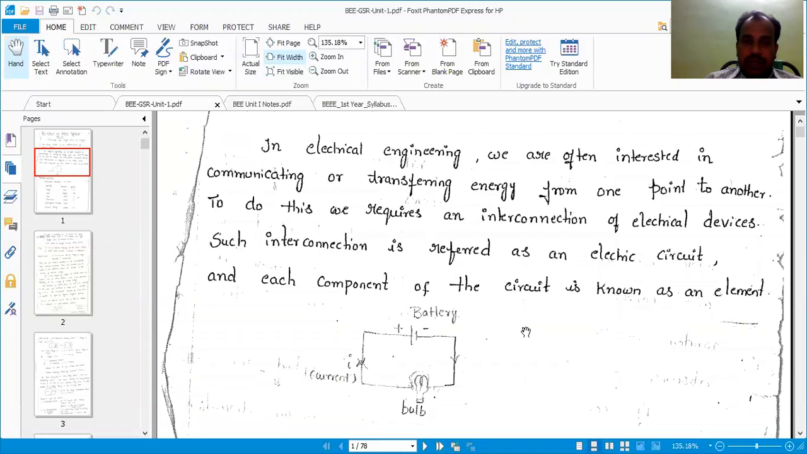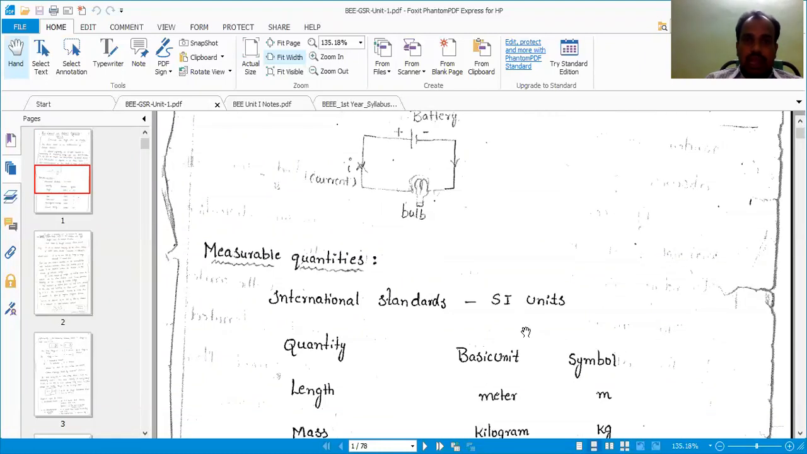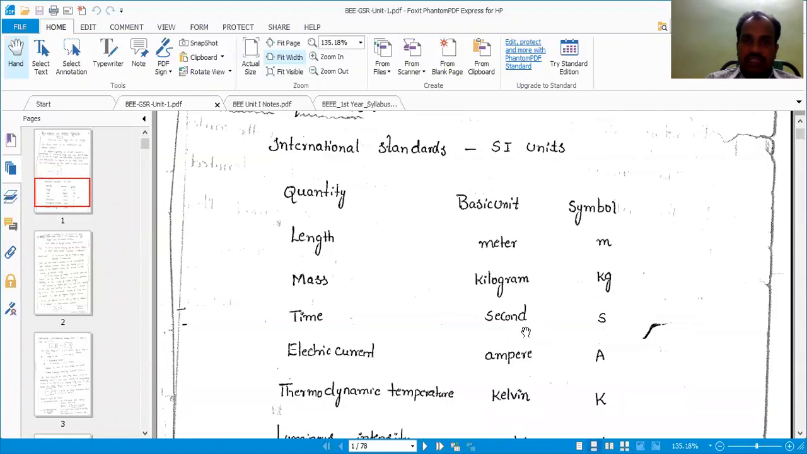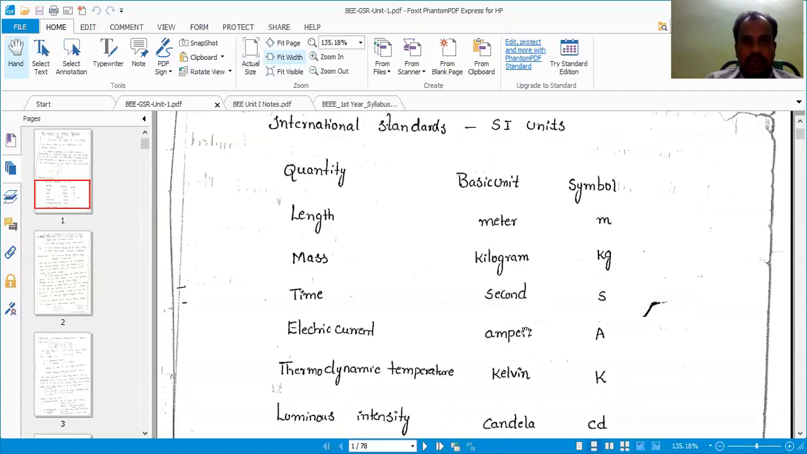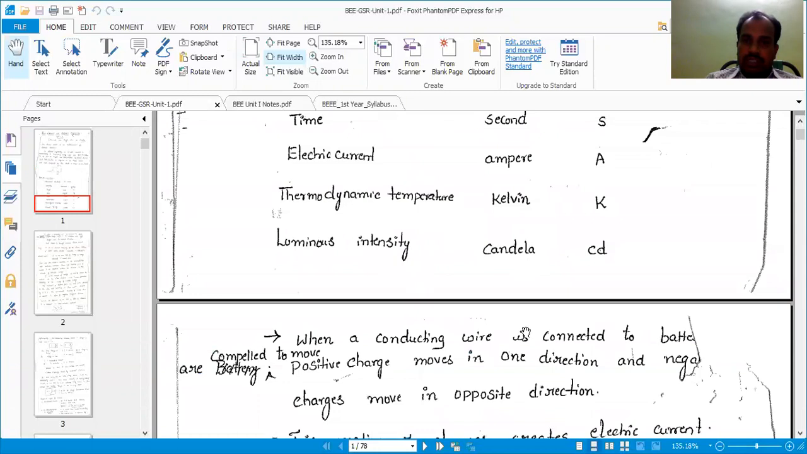For example, in the circuit diagram, one bulb is connected to one battery. The current passing through in this direction is positive or negative. And what are the units of some electrical quantities? Length is in meters, and mass is kilograms. Time is seconds, and electrical current is amperes. Thermodynamic temperature is Kelvin, and luminosity is candela.